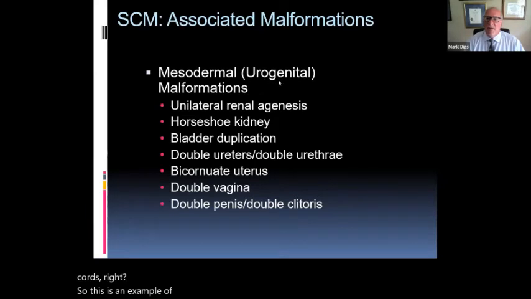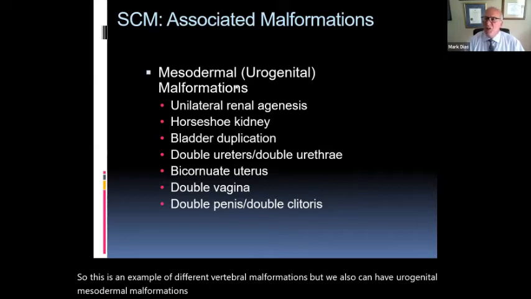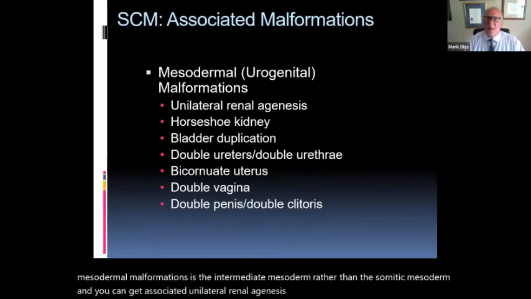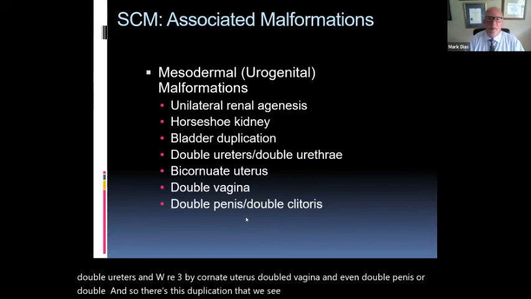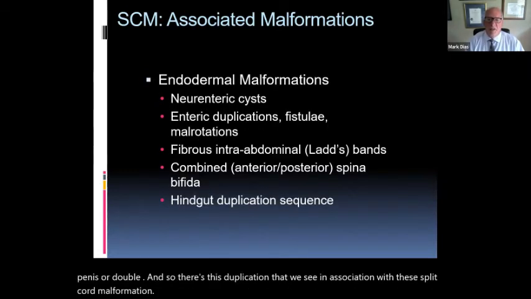But we also can have urogenital mesodermal malformations. This is the intermediate mesoderm rather than the somatic mesoderm. And you can get associated unilateral renal agenesis, horseshoe kidneys, bladder duplications, double ureters and double urethrae, bicornuate uterus, double vagina, and even double penis or double clitoris. And so there's this duplication that we see in association with these split cord malformations from a urogenital standpoint.